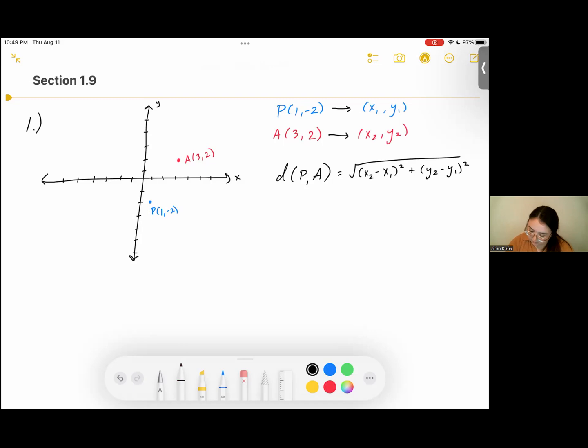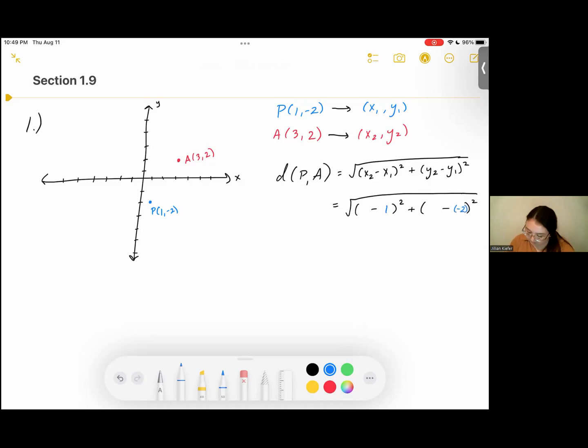So the distance between our points here, we can go ahead and fill in those values. So we've got our square root, we've got some parentheses. We're going to fill in all of the important information here. We're going to add in some different colors, which is why I left it like that. But all right, so our first point is P, x sub 1 and y sub 1. So x sub 1 is going to be 1, since that is the x value of P, and y sub 1, the y value of P, is -2.